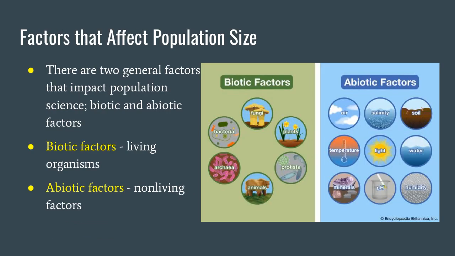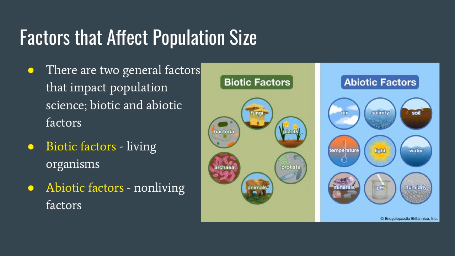We know that there's two general factors that are going to influence population size, and that is going to be our biotic and our abiotic factors. So biotic factors, remember, are living organisms. So what food is available for those organisms? What predators exist in that area? If there's lots of predators, it's likely that we're going to have smaller populations of those prey animals for a little while.